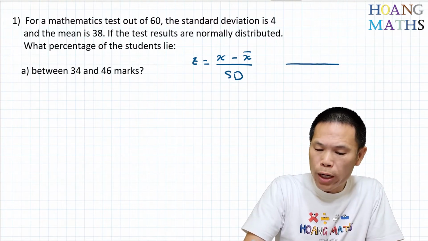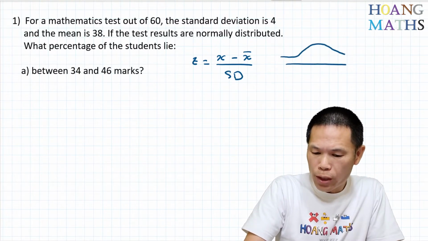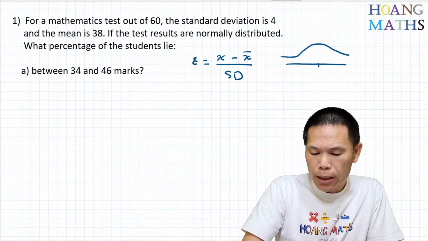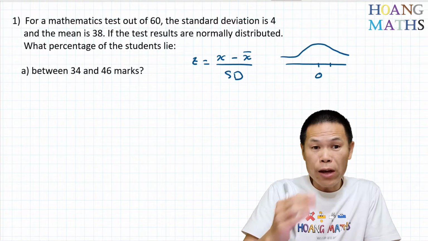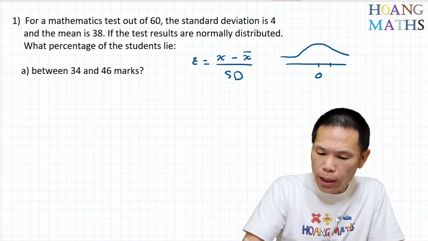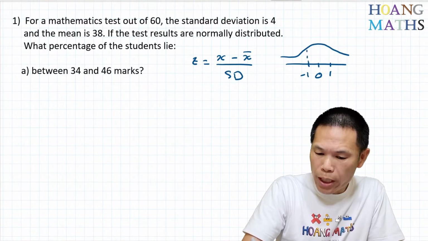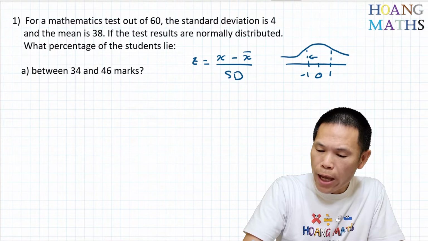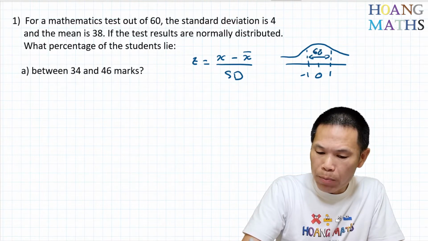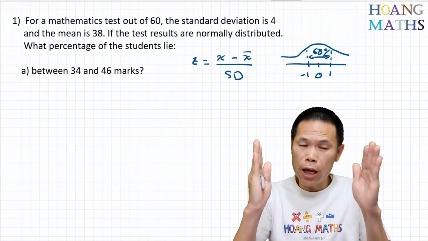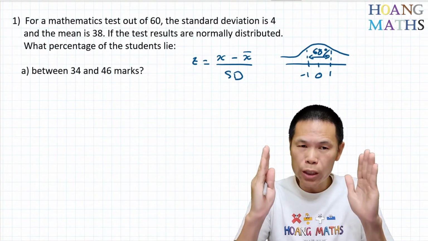So for a normal curve, let me just draw this first. So this is the mean, which is z equal to 0. Now if it is 1 standard deviation above the mean, so z equals 1, or below 1 standard deviation from the mean, that is -1. So within this range, there are 68%. Okay, so 68% of the scores are within this range.